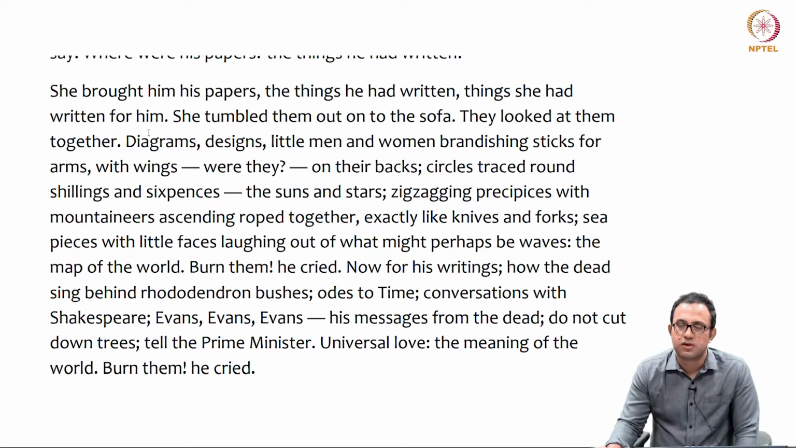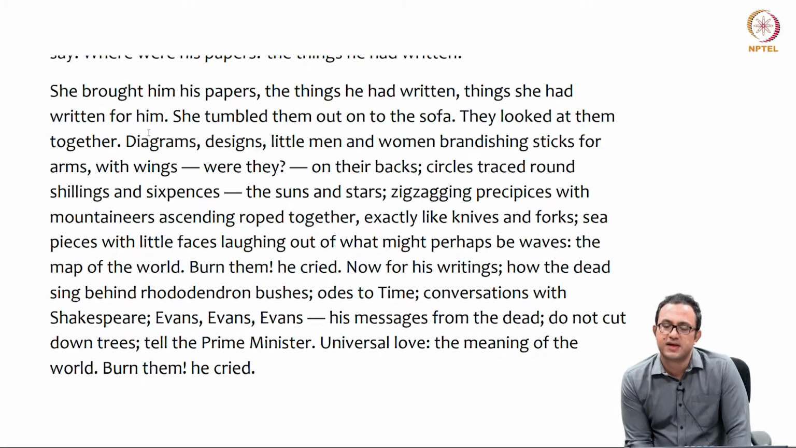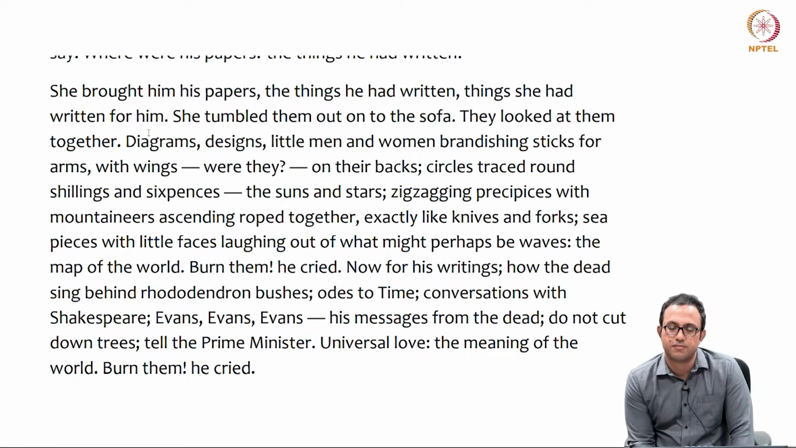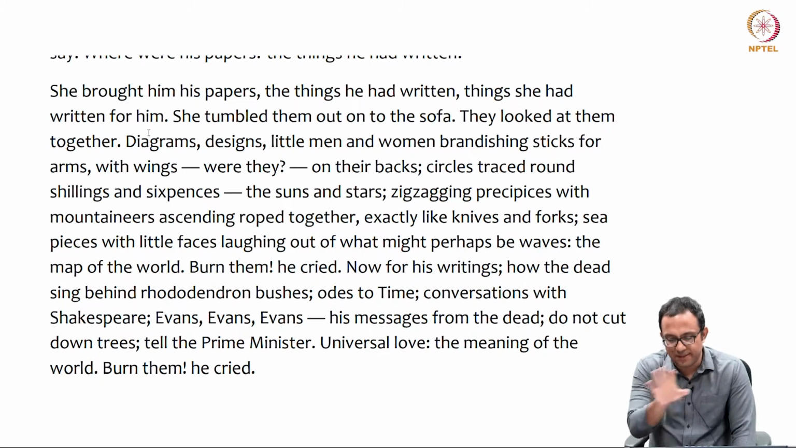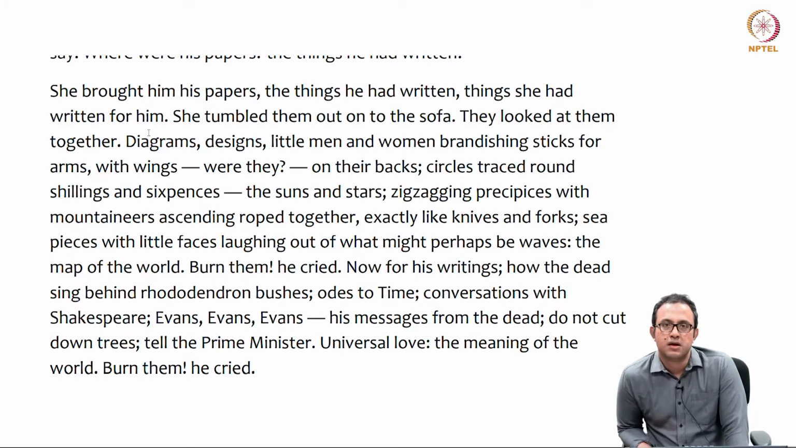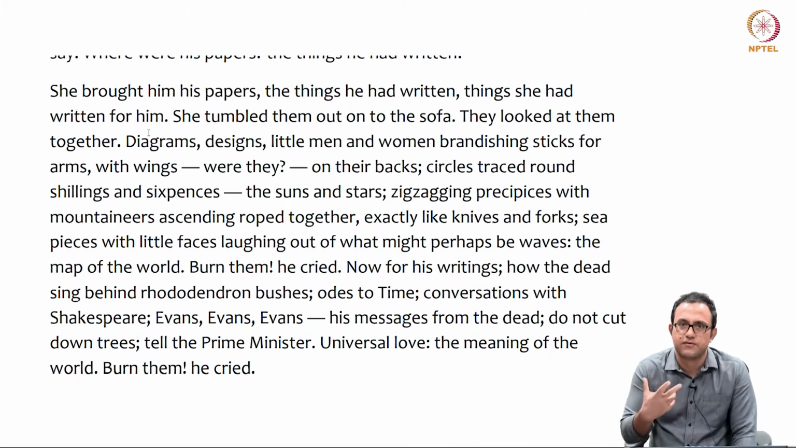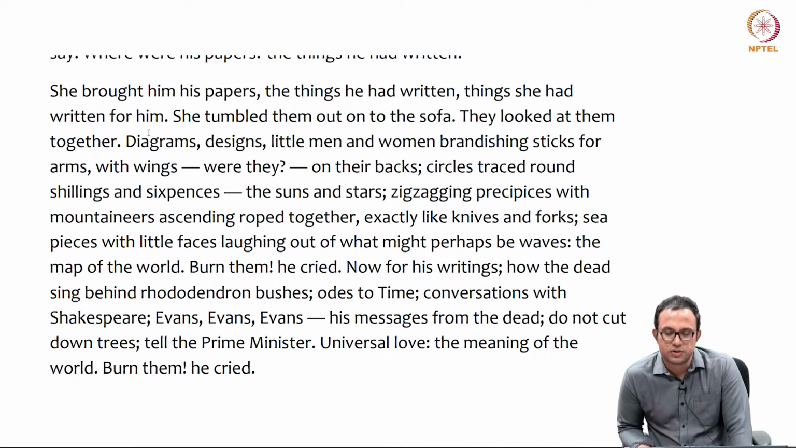Burn them, he cried. So this becomes a very classic Freudian scene in a certain sense, because he had drawn diagrams of his mind. And as you can see, if you study the diagrams, knives and forks, sea pieces with precipices, and people zigzag together, suns and stars. So it's a very paranoid kind of architecture of a mind full of fear, a mind which is scared, nervous, neurotic. And those diagrams manifest that fear very clearly. But of course, to the doctors, these kind of doctors, those are completely meaningless.